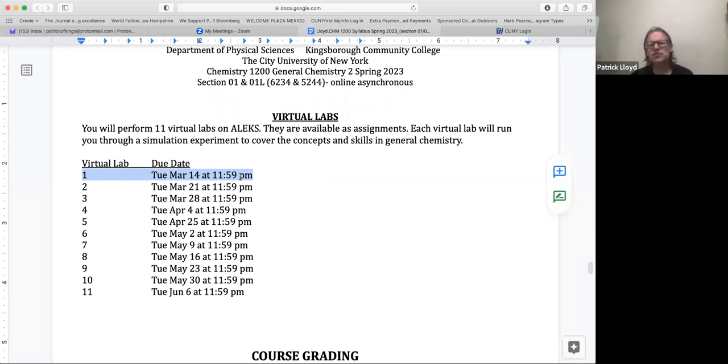The thing about the virtual labs is that you can do them more than once. So if you are not satisfied with the score you got on a virtual lab, you can run them a second time or a third time. And it takes time to do it, but you can do that. You'll get the highest score of them. The exams, no, you can only get one shot at the exams.